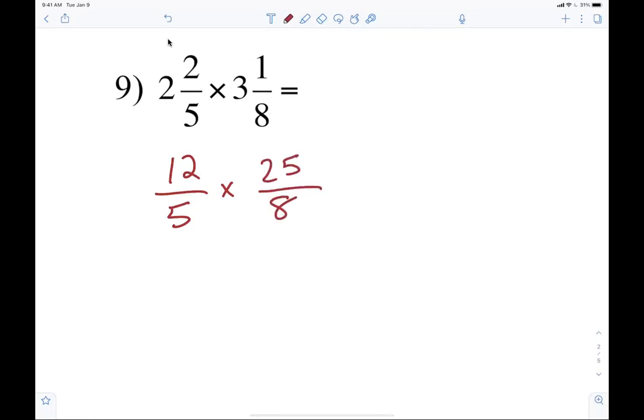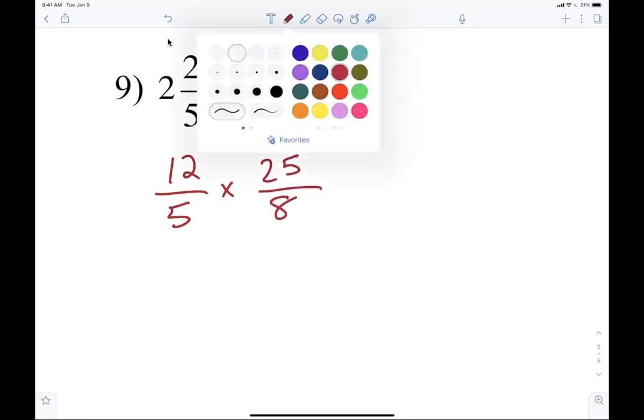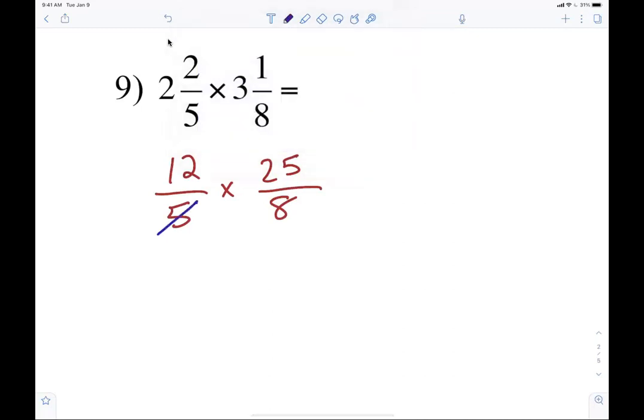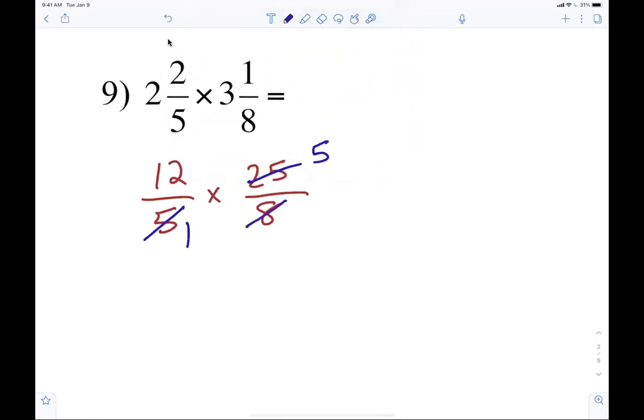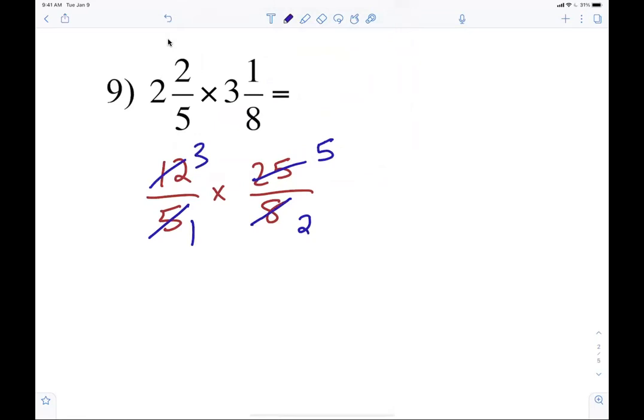And then you can cross cancel the 25 and the 5, which goes to 5 and 1. And then you can cross cancel the 8 and the 12 by 4. Which then the 8 comes into 2, and then 12 comes into 3, and then you just do the multiplication, which is 15/2. I'm totally happy with that.